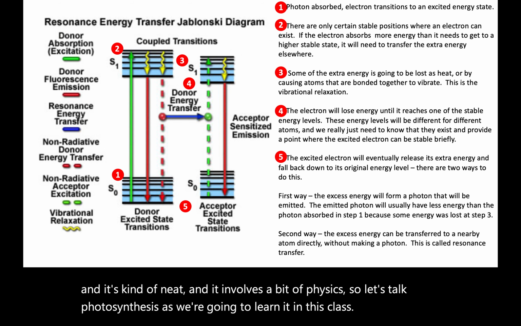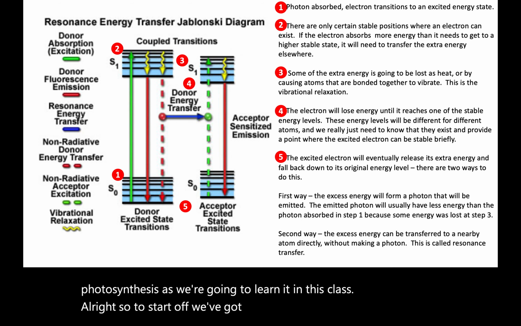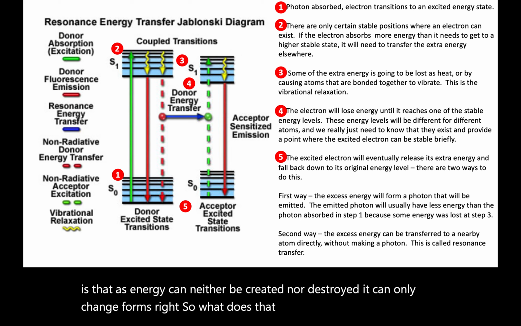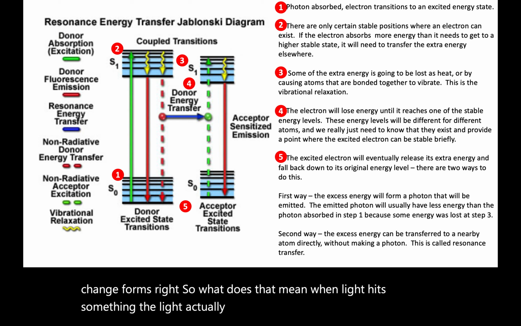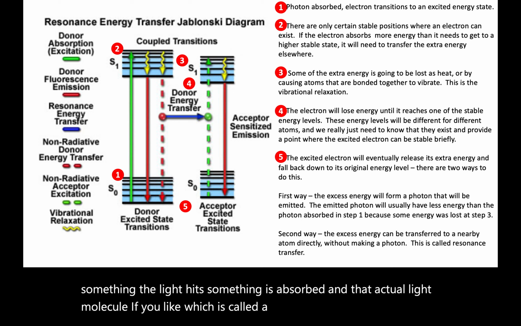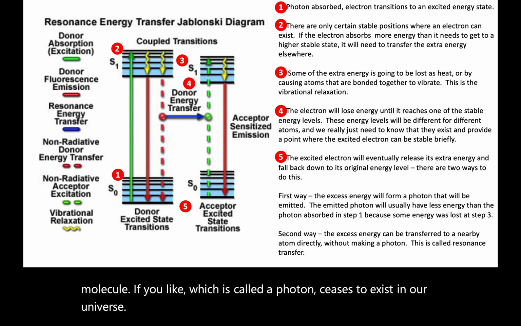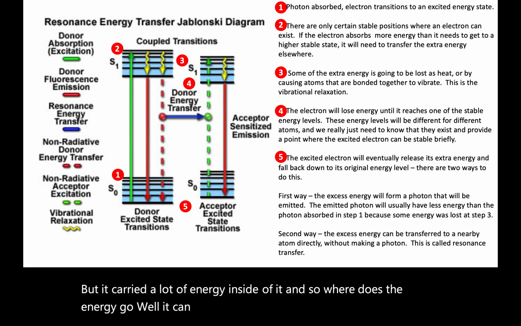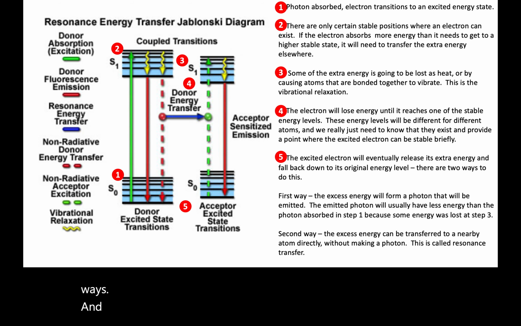To start off, we've got to cover the very basic physics, which is that, as you know, energy can neither be created nor destroyed, it can only change forms. So what does that mean when light hits something? The light hits something, is absorbed, and that actual light particle, called a photon, ceases to exist in our universe. But it carried a lot of energy inside of it. So where does the energy go? Well, it can be radiated out as heat or in various other ways. And that's the idea here.